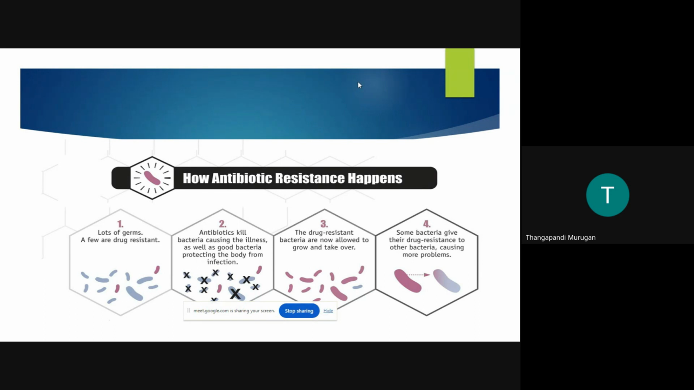And in another continuous process, some bacteria give their drug resistance to other bacteria through their plasmids, either vertically transferred or through many other mechanisms, where resistance can be transferred from one bacterium to another, or virus to virus.